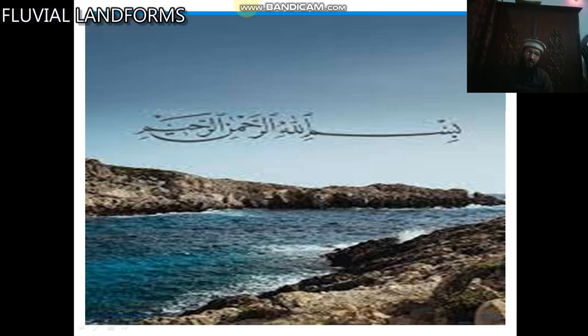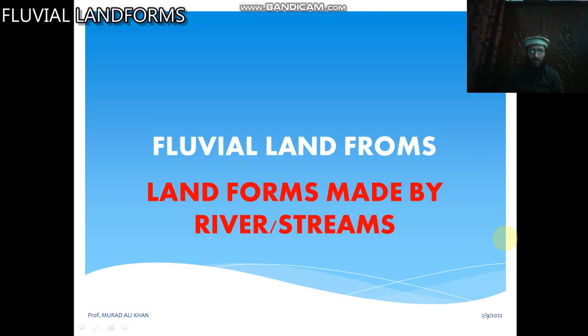Bismillah Rahman Rahim. Dear students, now we are studying geomorphology, and the topic of the day is landforms made by rivers, which are also known as fluvial landforms.